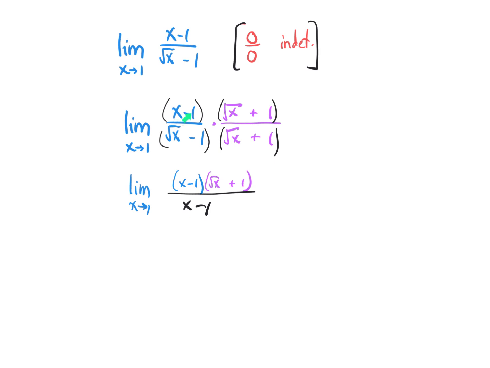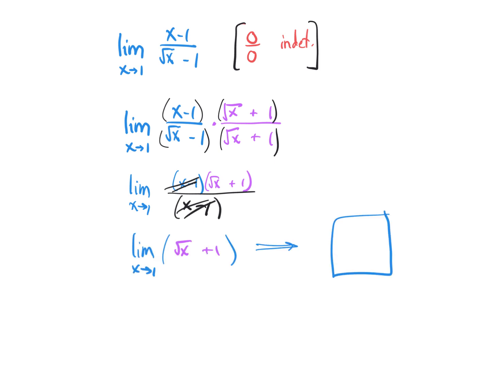So make sure you don't multiply the numerator, just leave it in factored form: the factor x minus 1 multiplied by the factor root x plus 1, because now we can see very clearly that we have some common factors that will divide out. And with direct substitution, as x approaches 1, this expression approaches 1 plus 1, or 2.